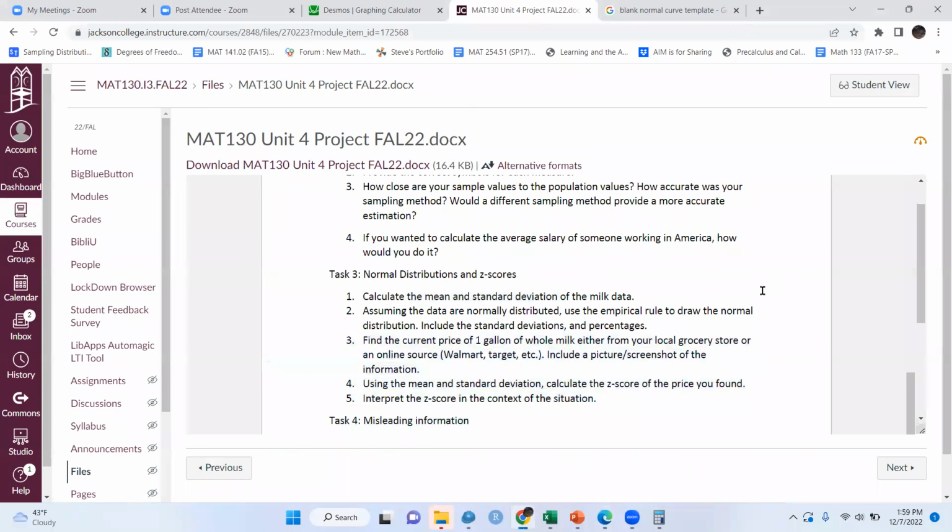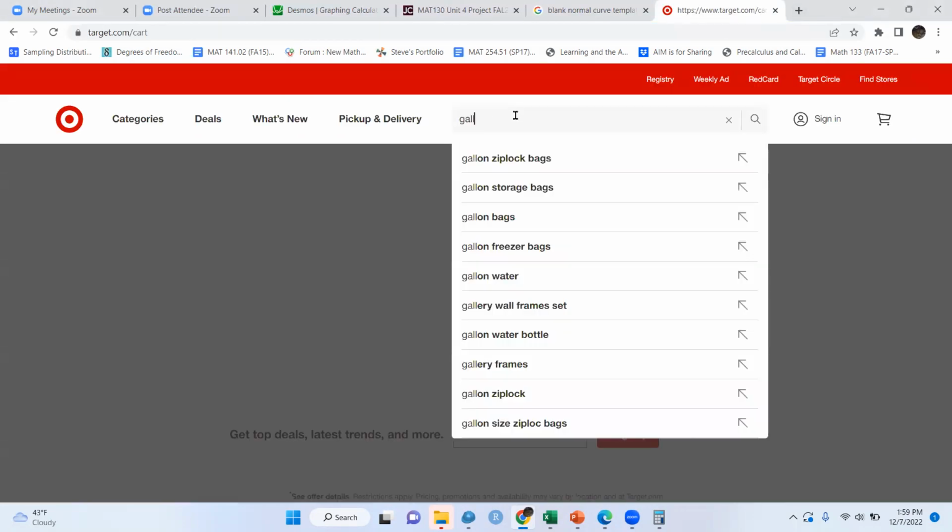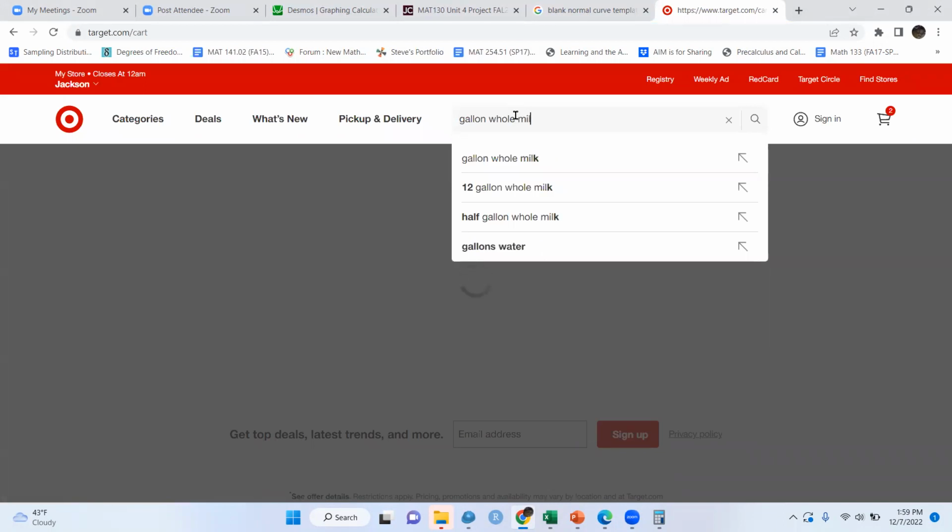Okay. Number 3, you're going to go find the price of a gallon of whole milk somewhere and give me a screenshot. Let's see. Does Target have it? Gallon whole milk.